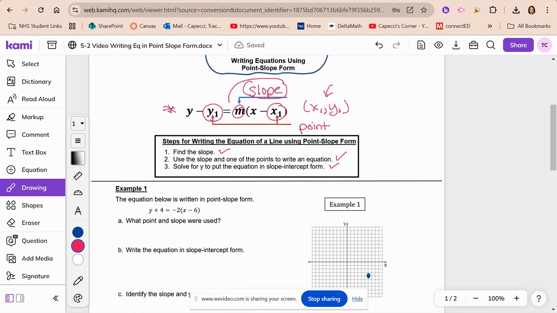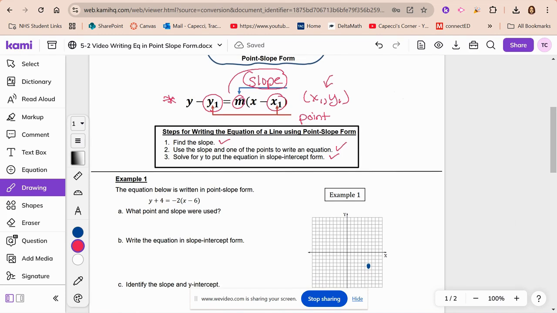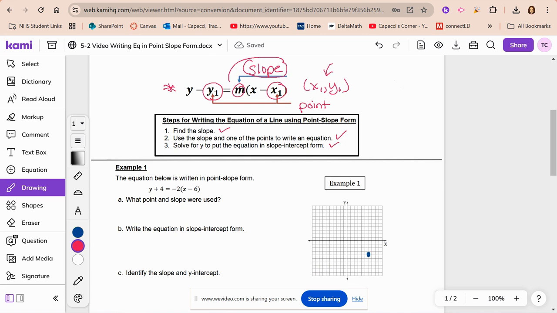So when do we use point-slope form? Well, point-slope form is used when we don't have a y-intercept. So it could be any point on the line. So here is what we have to start with. The equation below is written in point-slope form. So what is the point and what is the slope for this equation?